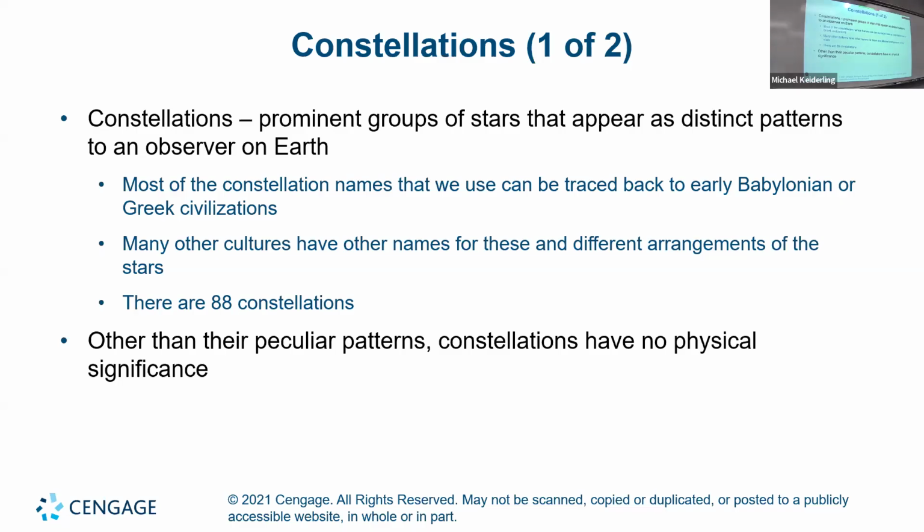So constellations are prominent groups of stars that appear as distinct patterns to an observer on Earth. Most of the constellation names that we use can be traced back to either early Babylonian or Greek civilizations. They tend to be named for deities. Lots of other cultures have other names for these and different arrangements of stars. For modern purposes, there are 88 official constellations that are just used to designate portions of the sky. Other than their particular patterns, they have no physical significance.